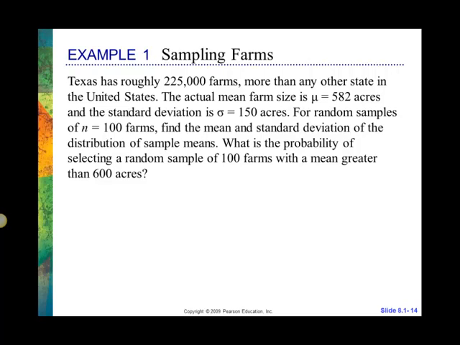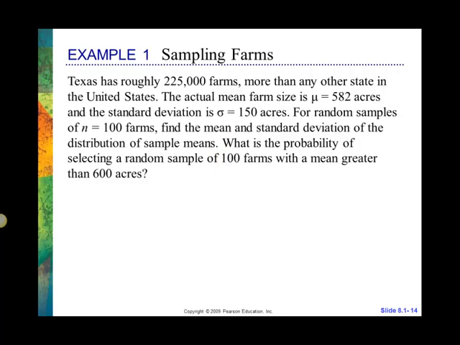And here's one more example. We have farms, and here are the farm sizes. The mean is 582 acres, the standard deviation is 150, and they're going to sample 100 farms. They want to find the mean and standard deviation of those sample means. What is the probability of selecting 100 farms with a mean greater than 600 acres?